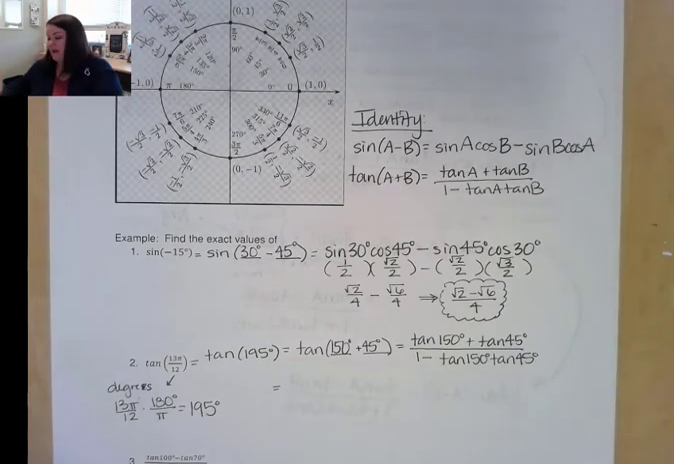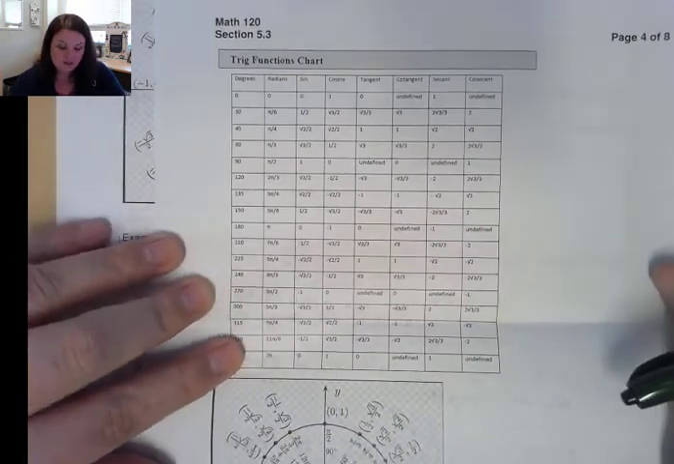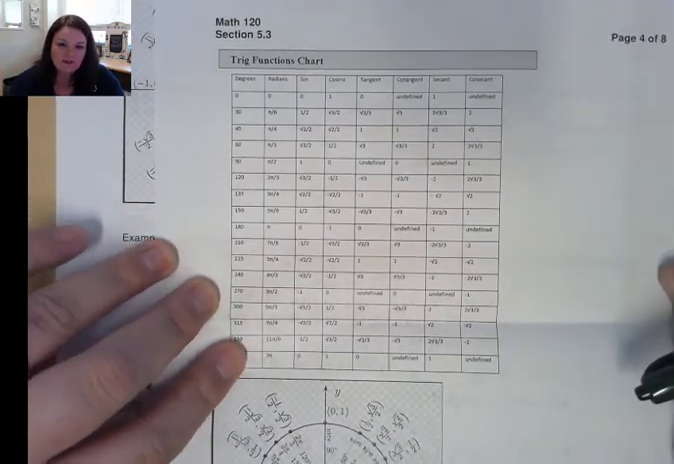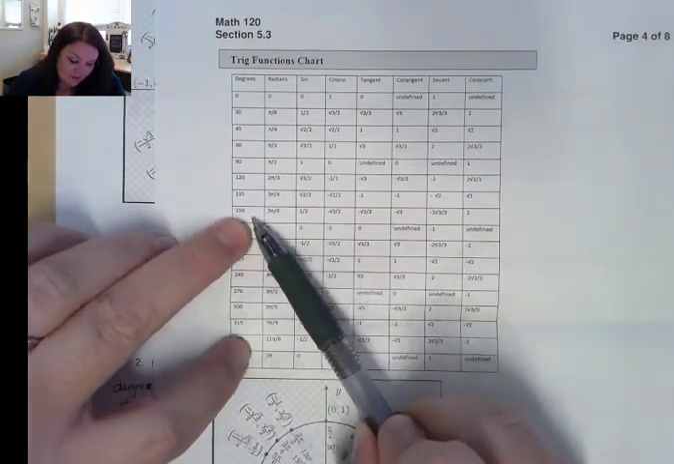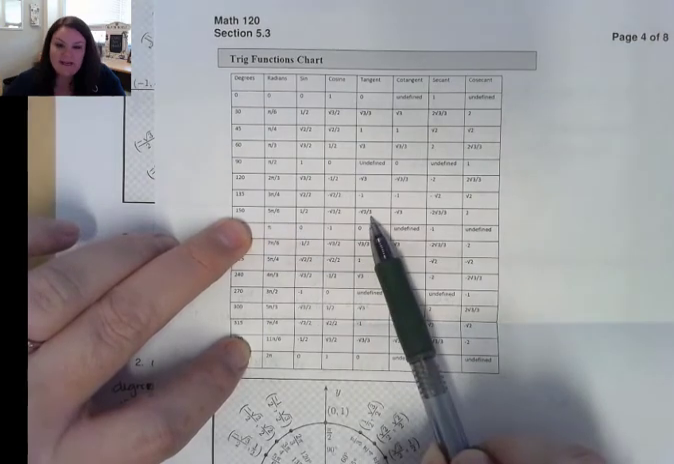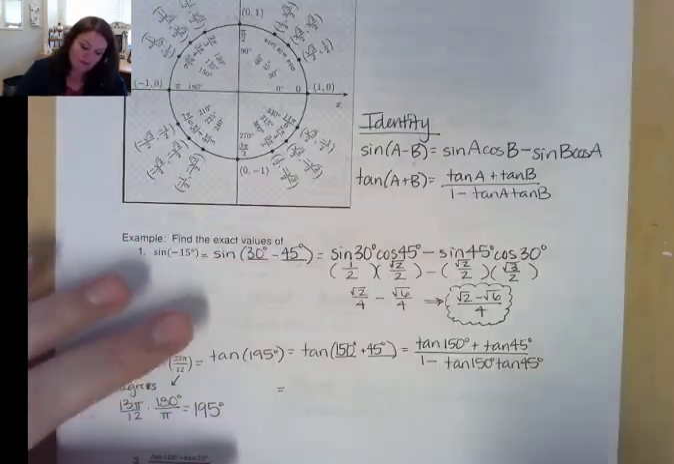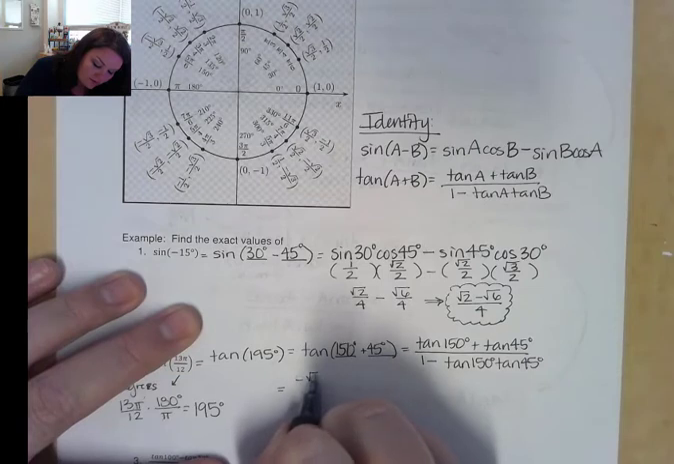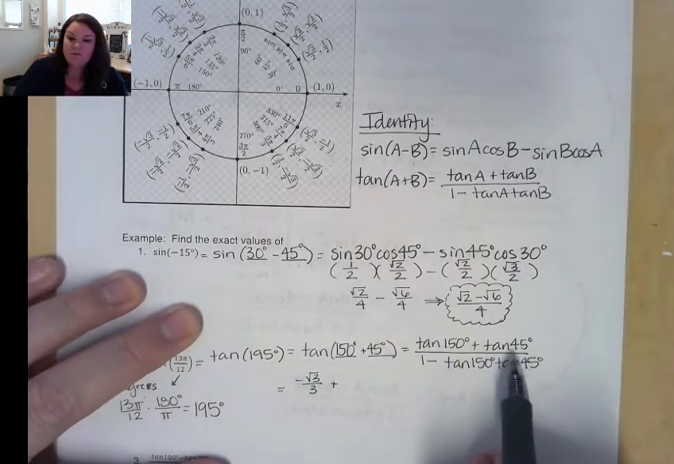So honestly, since we're dealing with tangent, instead of using the unit circle and having to simplify all of these, I'm going to go back to page 4 of 5.3, which is where I gave you either the chart or the unit circle, and I'm going to use this chart. So I'm looking for tangent of 150 degrees. I'm going to go down to degrees and find 150 and go over until I have my tangent value, which you can see here is negative square root of 3 over 3. So I'm going to go ahead and do negative square root of 3 over 3 plus the tangent of 45.